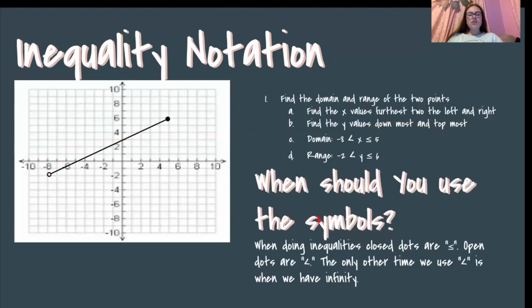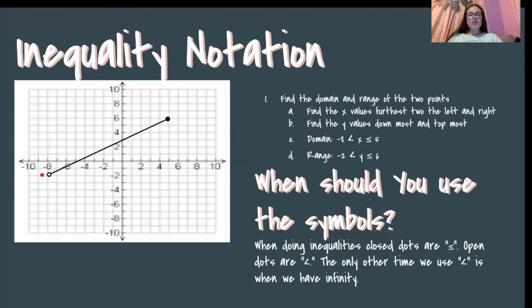So when should one use the symbols? Doing inequalities, closed dots are less than or equal to, and open dots are less than symbols. The only other time we use less than is when we have infinity. It's basically the same thing, except it's brackets and parentheses, but this one is less than or less than or equal to. So basically, -8 is the domain of this front on the furthest to the left.